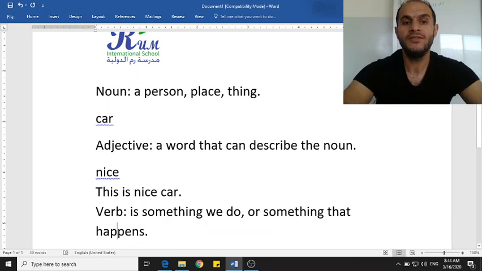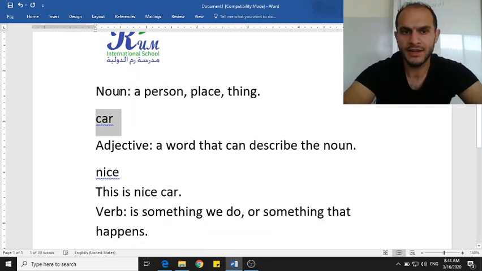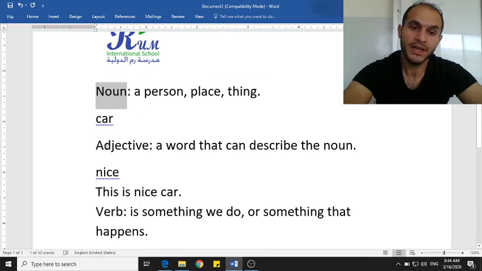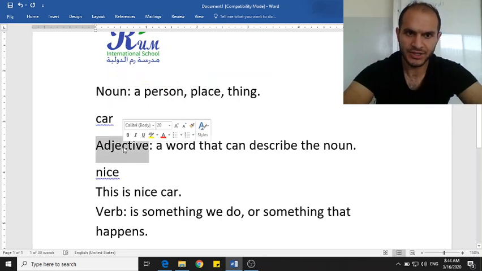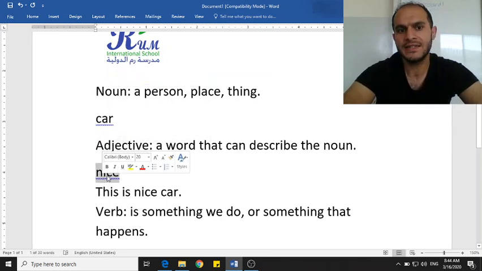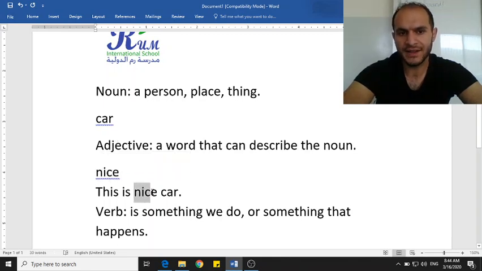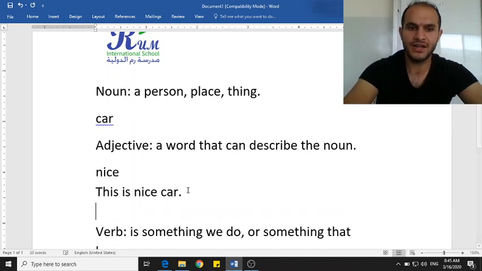Again, we have the word car. The word car is a noun. And we have adjectives. And the word nice is one adjective. Now, to put these together, we can say a nice car. Here we have the word nice. It's an adjective that describes the noun. Yes, an adjective that describes the noun.